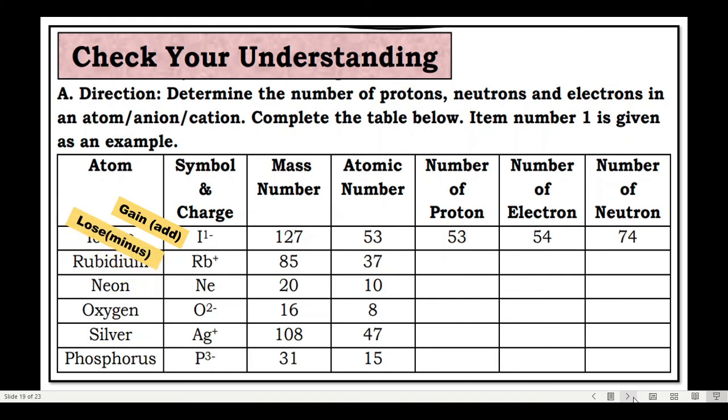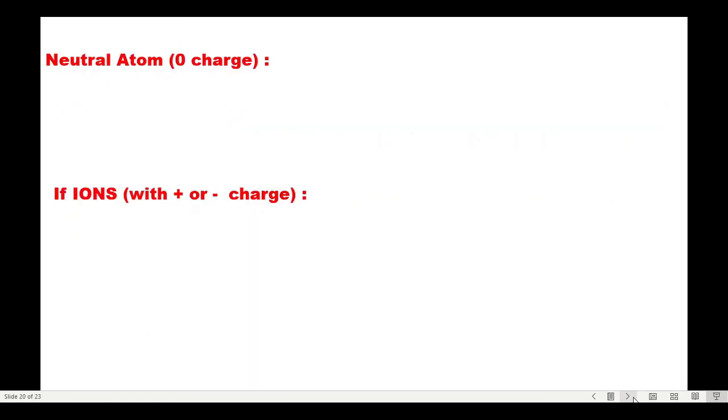Whereas the positively charged, that means it is a cation. Therefore, a cation loses an electron. So, you will subtract when you look for the electron later. But if it is a neutral atom, the proton, neutron, and electron are the same, if it has zero charge. Here it is, I just said it.